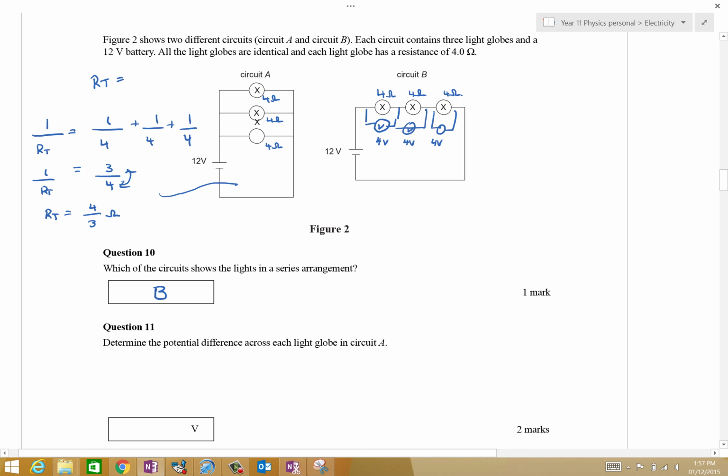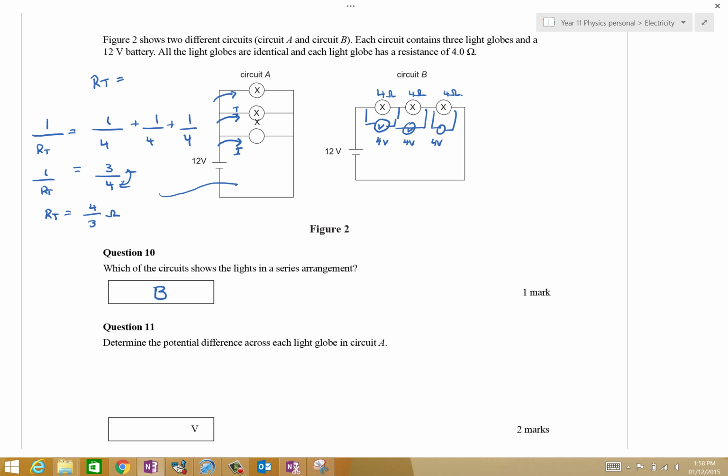Now, one thing I will say though is that over here in circuit A, and this is why we tend to do a lot of things in parallel, each of those globes would be accessing 12 volts. But think about it as water flowing, some of the current is going to go through there. A third of the current, because they all have the same resistance. Some is going to go through there and some through there. What will happen in a series circuit? The current will pass through each of those.